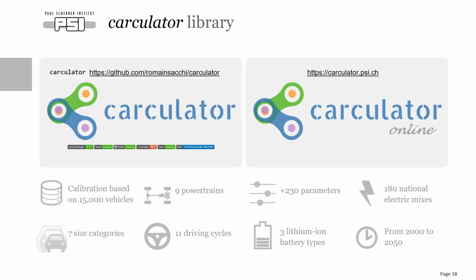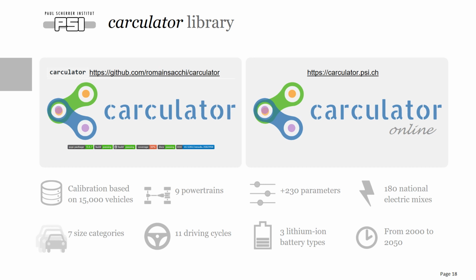And the good news is that you do not really have to worry about all these calculations because we have developed and packaged a tool to do that for you. It is called Calculator, and we have it in two versions: as a Python library to do complex calculations and scenario modeling, and as a more accessible online tool with a graphical user interface at calculator.psi.ch. Calculator contains vehicles with dimensions that are calibrated against more than 15,000 vehicles.